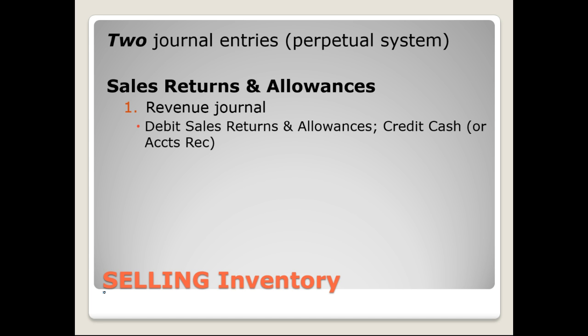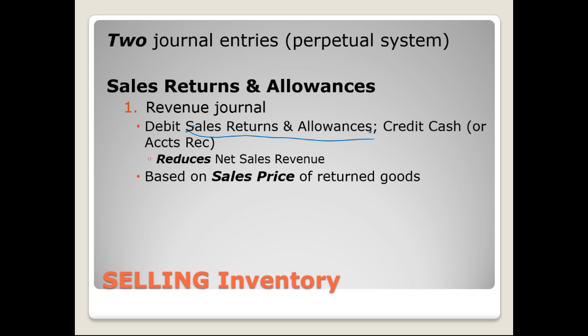We will credit cash if we give them a cash refund, and we'll credit accounts receivable if we just reduce their bill. In either case, the debit to sales returns and allowances will cause us to reduce the net sales revenue. And once again, these amounts are going to be based on the sales price of the returned goods.